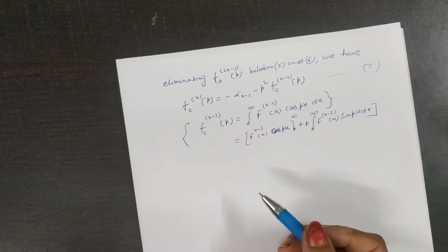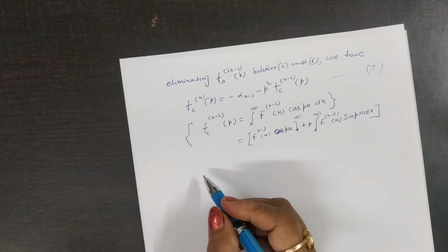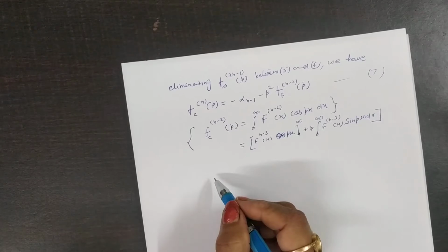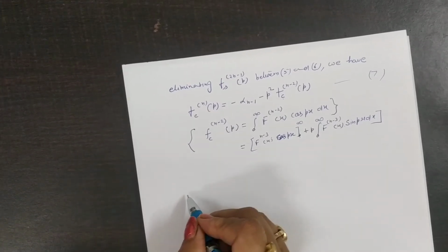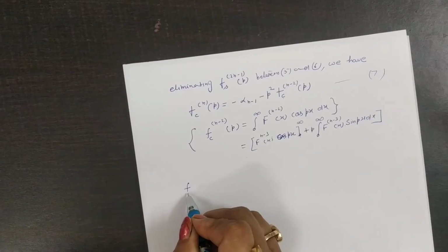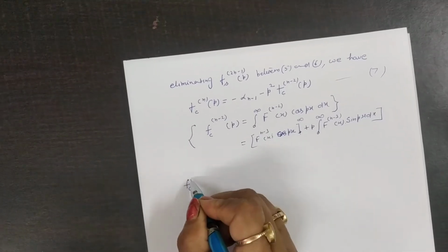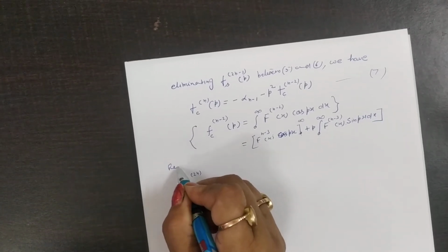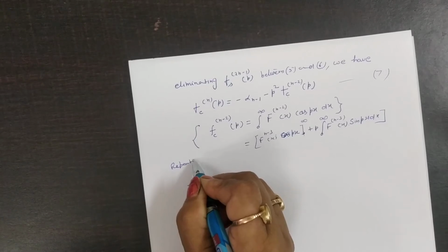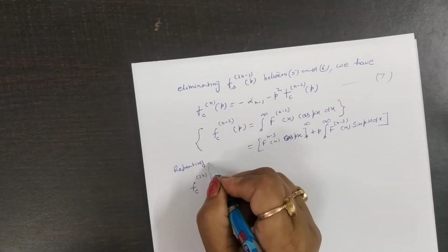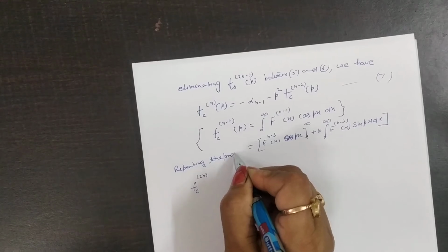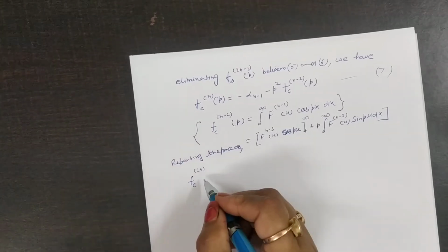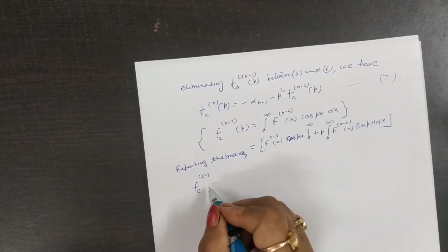So repeating this process, we obtain it for odd and even functions, when the sum is odd or even. Then we get f of c, 2n. Repeating the process, we get f c, this is f c p.